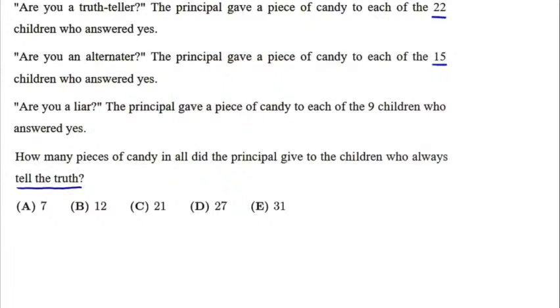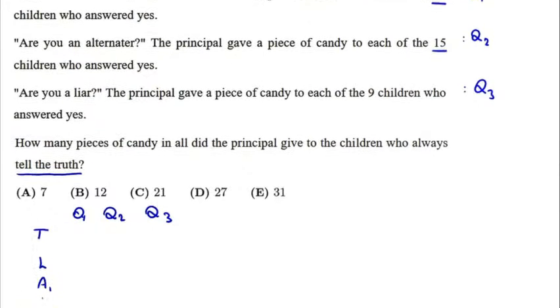Okay, so we have 3 types of child, and for alternator we have 2 types. Let me consider truth teller, we consider them with T. So we have 3 questions: Q1, Q2, Q3. We want to see which types get candy for each of these questions. T, Q1, Q2, Q3, truth teller, liar, alternator 1, alternator 2.